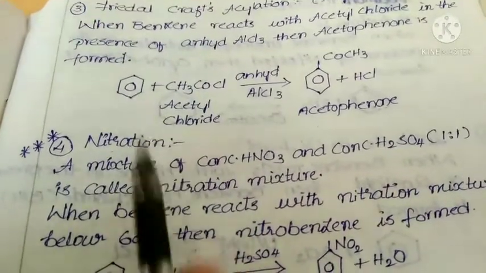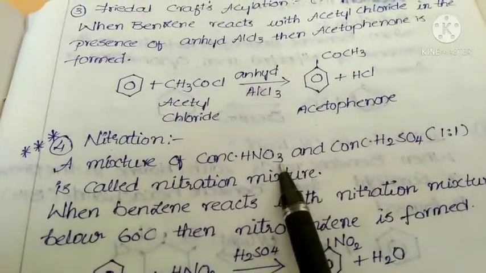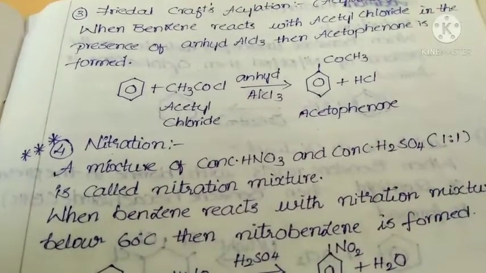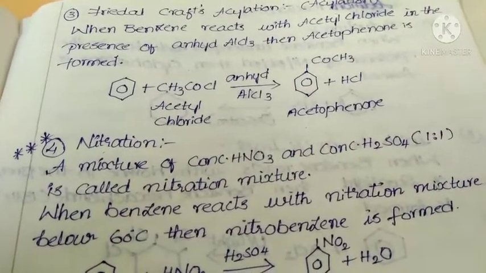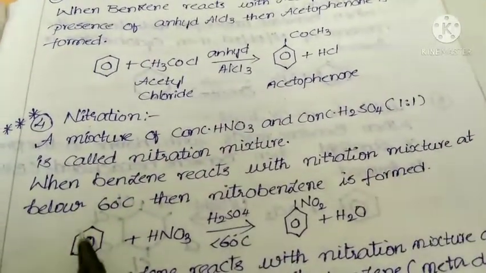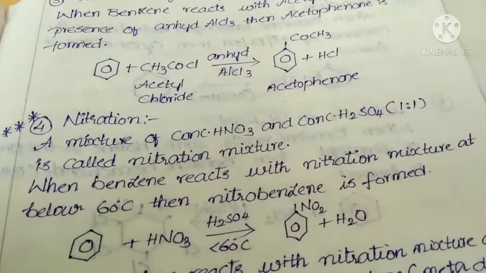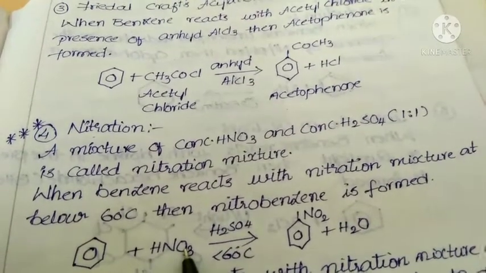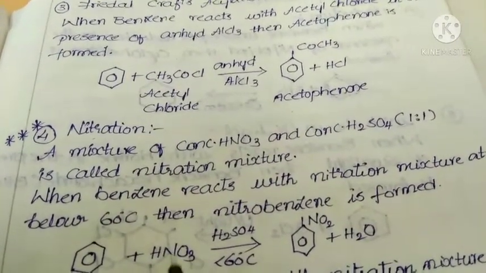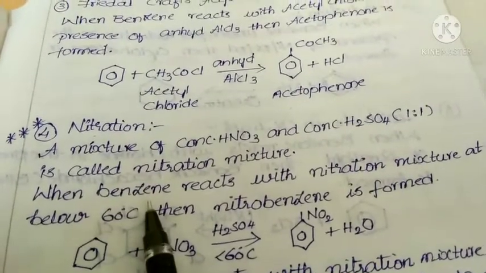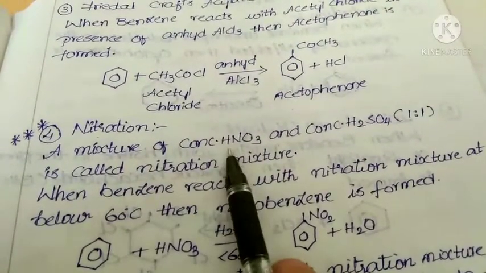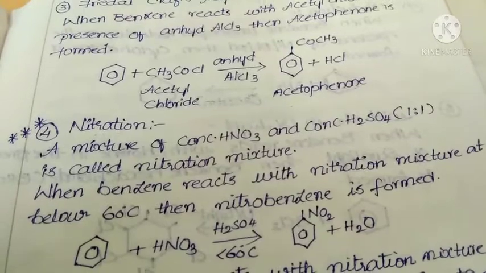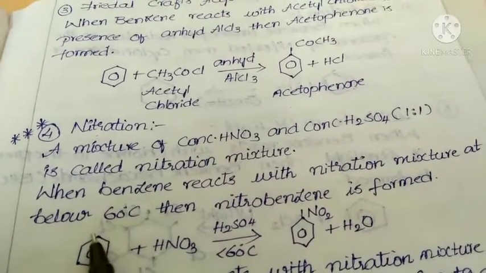Next, nitration. Nitration means what? A mixture of concentrated HNO3 and concentrated H2SO4, 1:1. That means 1 mole of HNO3 and 1 mole of H2SO4 is called the nitration mixture. When benzene reacts with the nitration mixture below 60 degrees centigrade, then nitrobenzene is formed. In this nitration mixture, NO2 plus acts as the electrophile. This is very important, students. Remember that point. NO2 plus replaces H plus from the benzene ring.